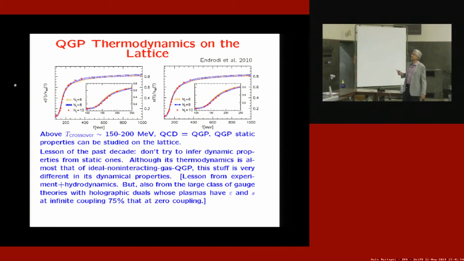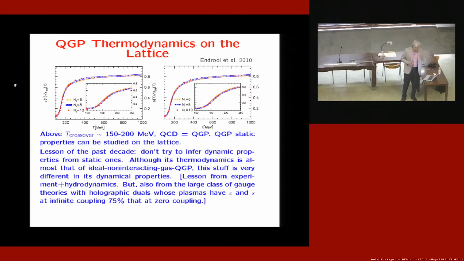And the mistake that everyone made before the experiments began was to say, well, this calculated result is pretty close to 1, so presumably when we get to these temperatures, we're going to have a weakly coupled gas of quarks and gluons. The experiments were then done, and it turns out, as I'll tell you, this stuff turns out to be a liquid, not a weakly coupled gas at all.